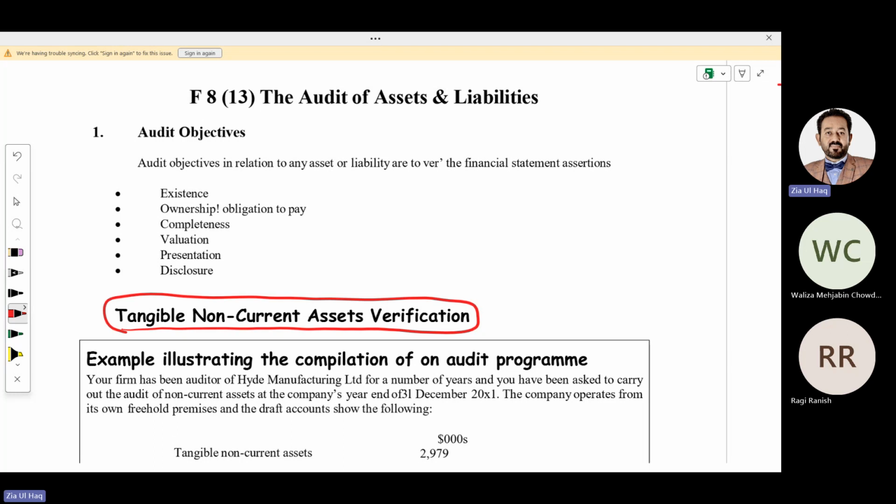As tangible non-current assets are assets, for an asset or balance sheet item, we need to verify assertions: valuation, completeness, rights and obligation. It's not obligation to pay, it's rights and obligation, meaning ownership. And we need to verify existence. How can we verify existence of an asset? Inspection. Through physical inspection, we will physically inspect whether the assets are available or not.